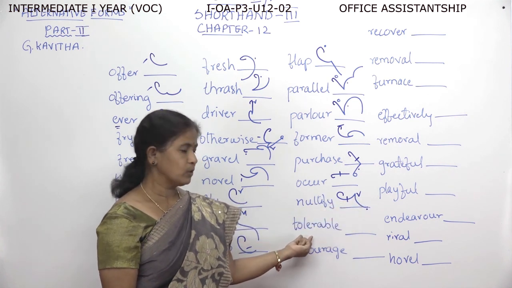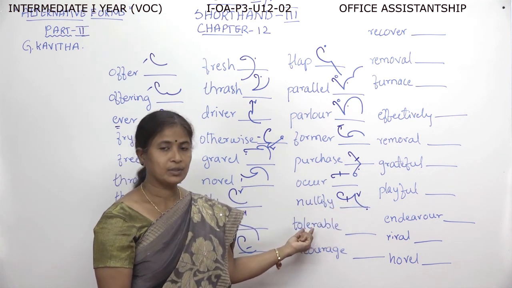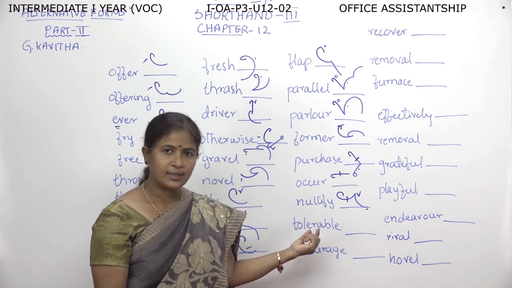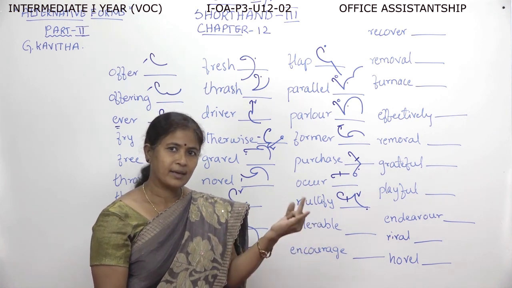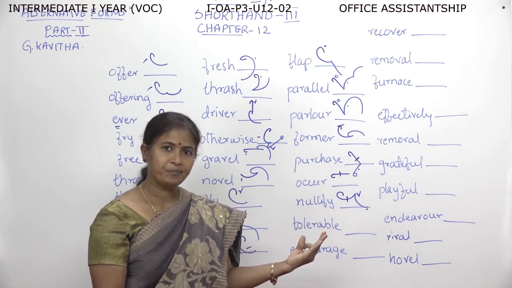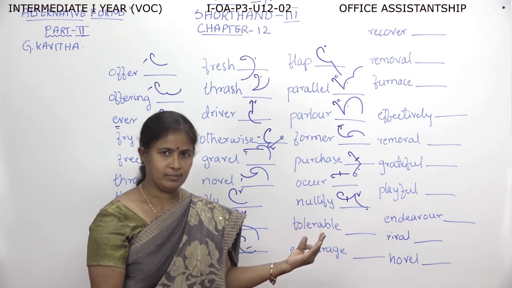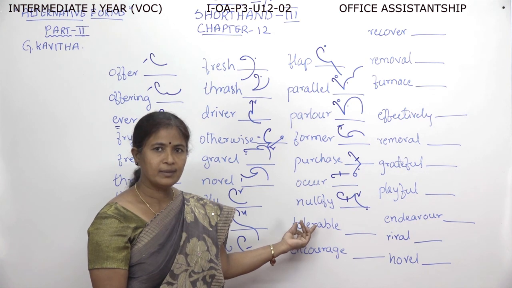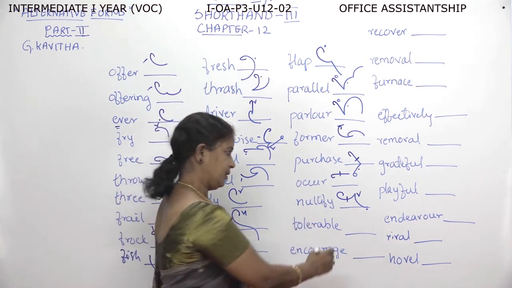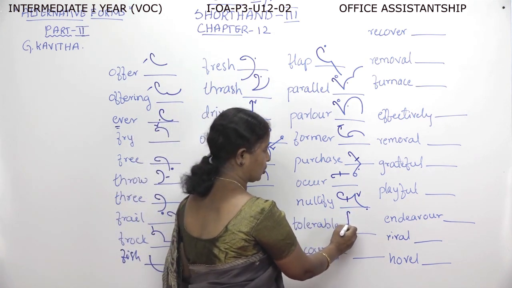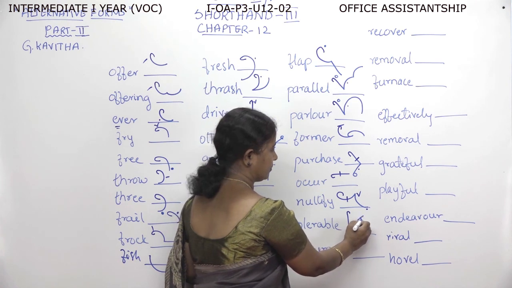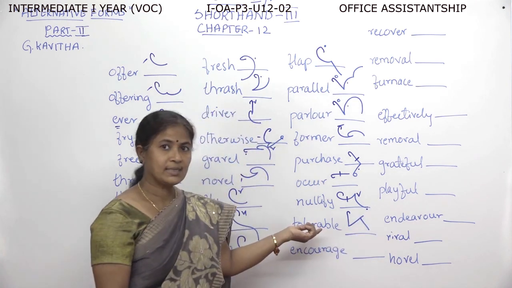Okay. Now, tolerable. What are the strokes you hear? Tolerable. Tull, ray and bull. Why ray? Because generally in the middle of a word, we write upward form. Okay. So, tolerable. Tull, ray and bull. We write the outline first. Tall, ra and bull.